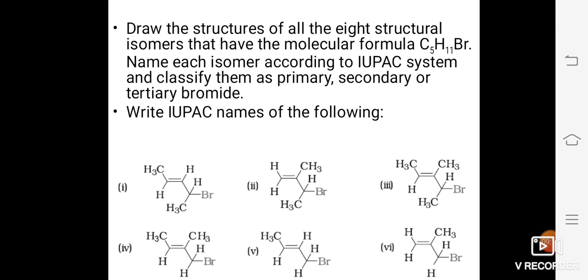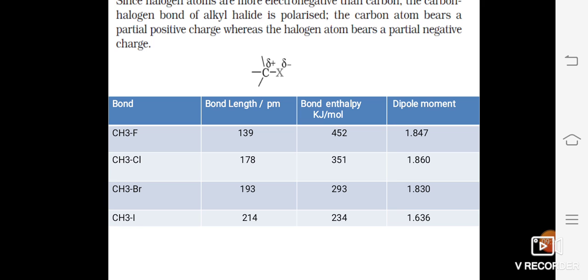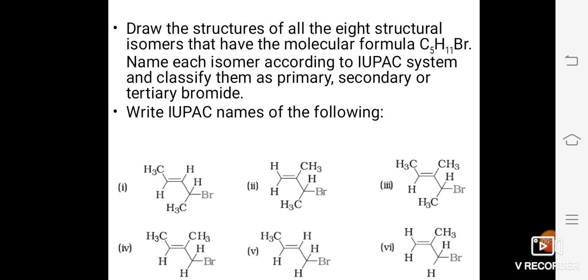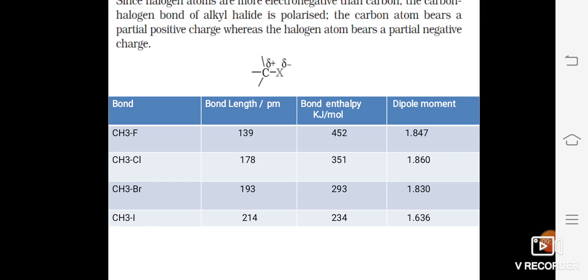And the next one is: write the IUPAC names of the following structures given below. So in the next slide, we have the bond length, bond enthalpy, and the dipole moment of a primary carbon, secondary carbon, tertiary carbon, and a quaternary carbon atoms.